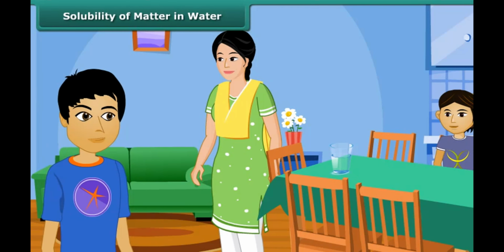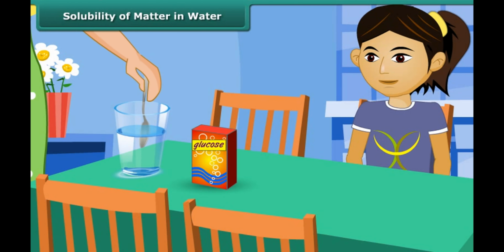Payal's brother comes back home after a football match. He is drenched in sweat. Her mother takes a glass of water, adds a spoonful of glucose, and gives it to him for instant energy. Payal notices one thing. Glucose dissolves in water instantaneously. She decides to experiment with some other substances.